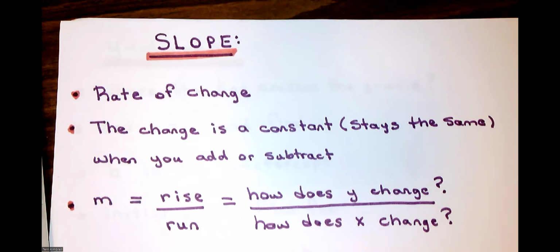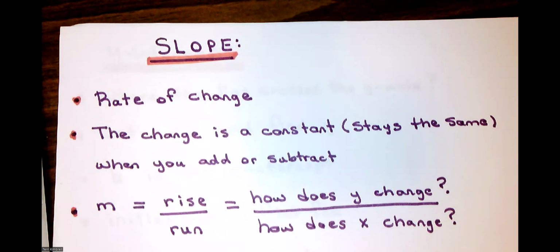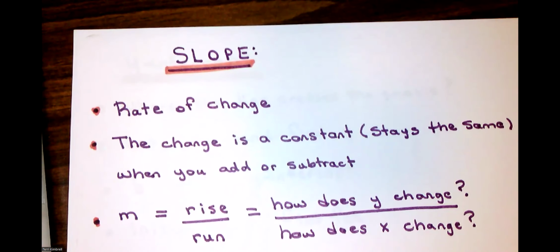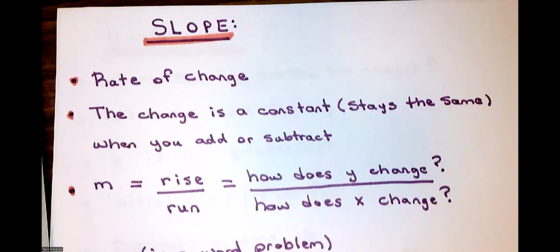So today we're going to discuss slope and writing equations of lines. As you take these notes, please pause the video if it goes too fast. Some things we've talked about with slope is you need to know the word rate of change. Also, you need to know that the change is a constant. So this rate of change is going to stay the same.